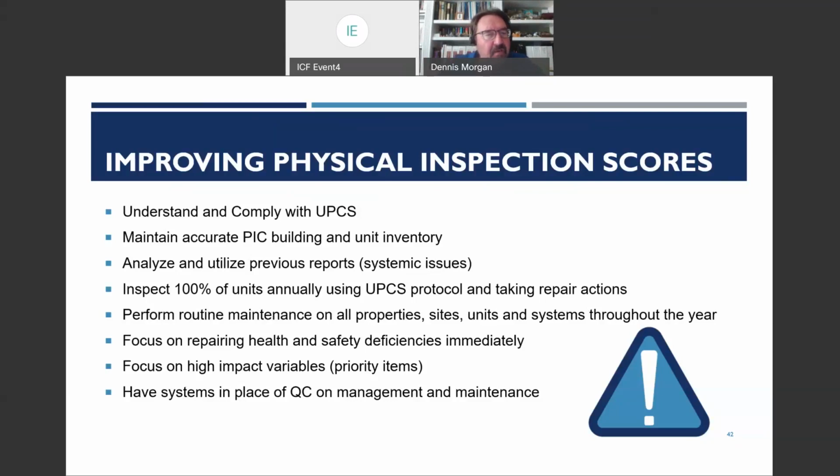So look at your designs, think about what I can be doing to address some of these issues as well. Inspect 100% of your units annually, regardless of whether REAC is inspecting. I want to be inspecting 100%, and then taking the necessary repair actions. It's one thing to inspect, but what you're after is the repair.